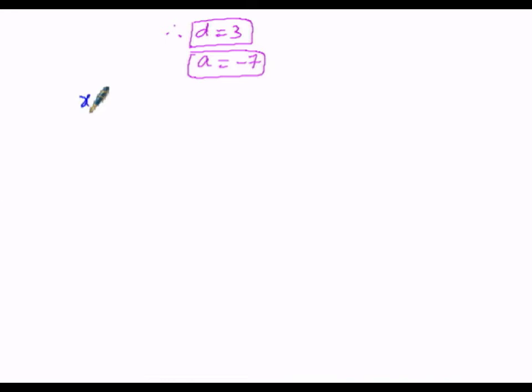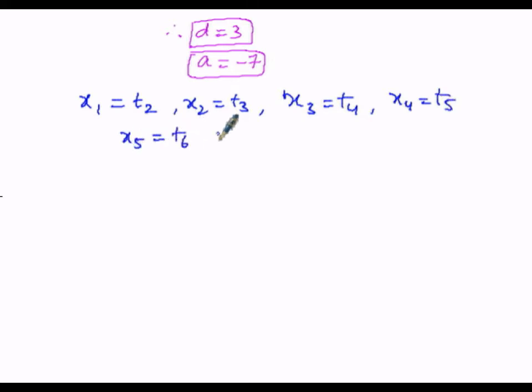So here x1 is equal to the second term, x2 is equal to the third term, x3 is equal to the fourth term, x4 is equal to the fifth term, x5 is equal to the sixth term, and x6 is equal to the seventh term. So here we have to find these values, x1 up to x6.